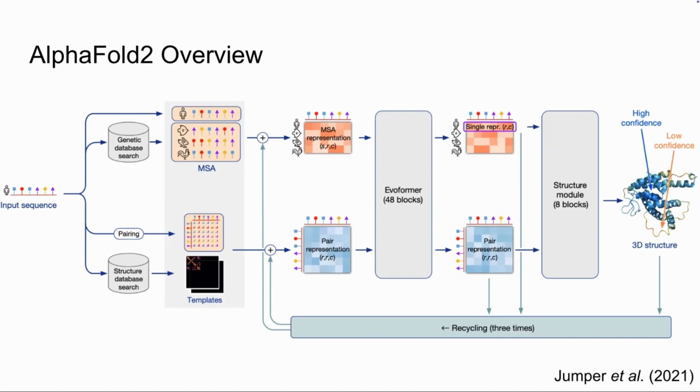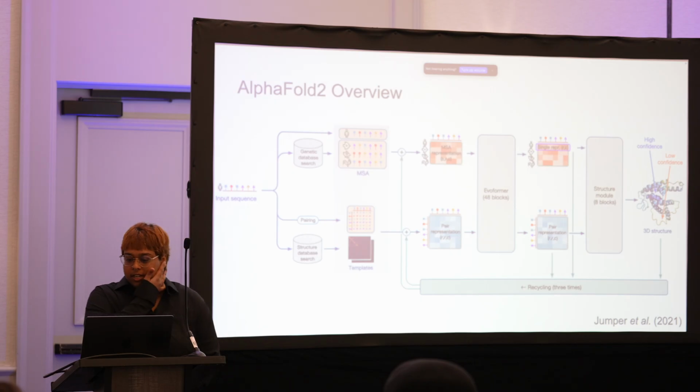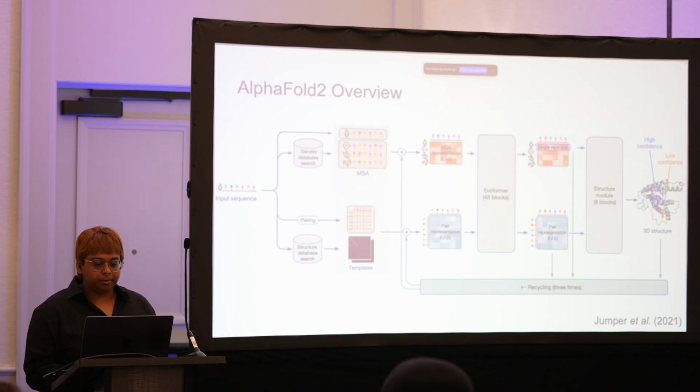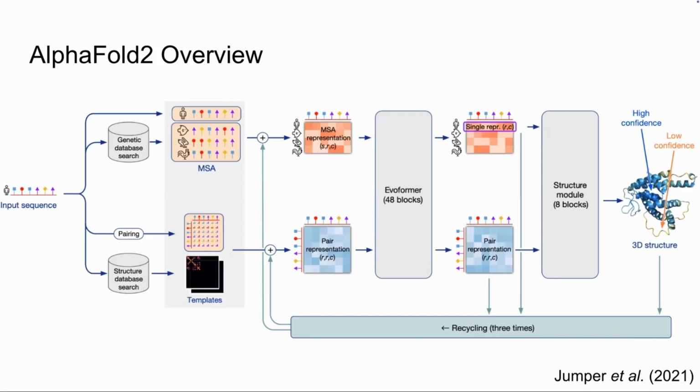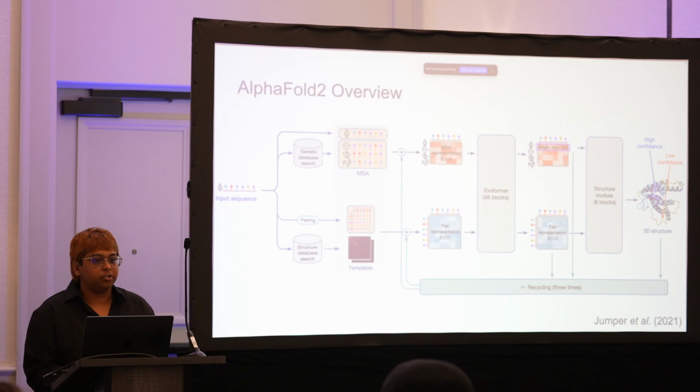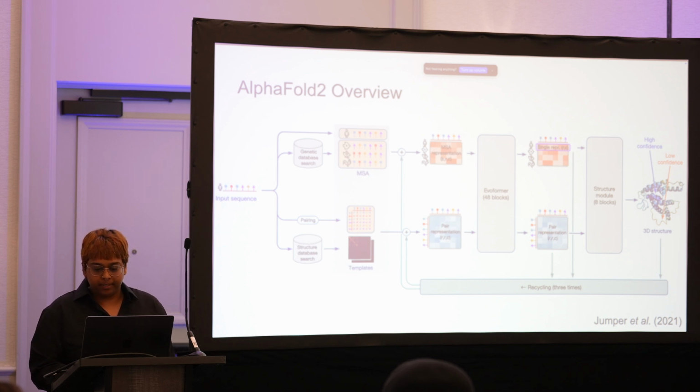And it uses 8 different specialized blocks to gradually refine the structure. And then finally, it outputs the final 3D structure, and it also gives you these confidence scores for how accurate each part of the structure is likely to be.